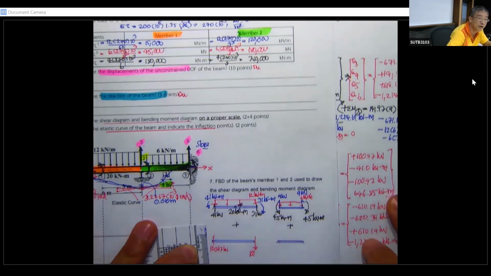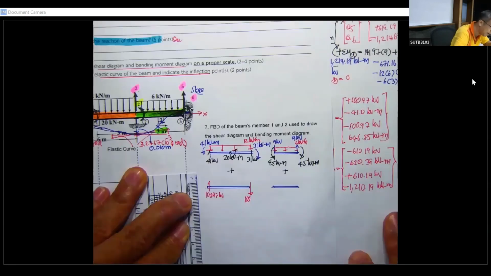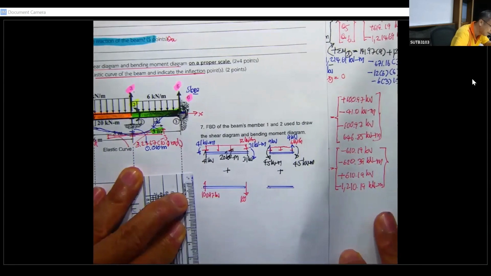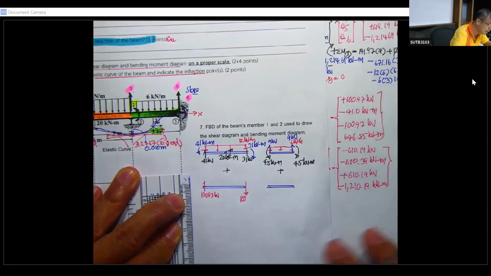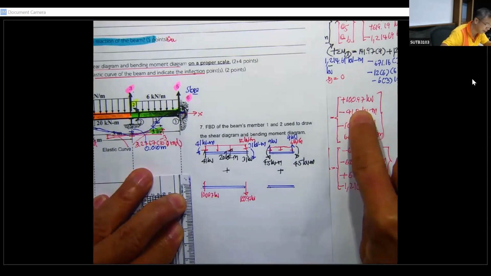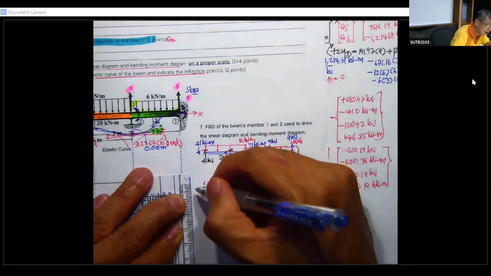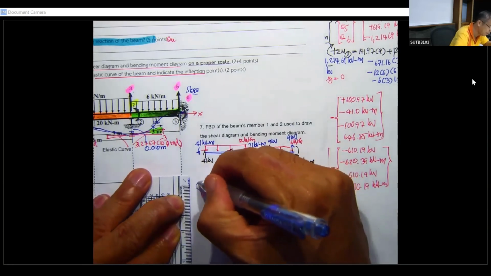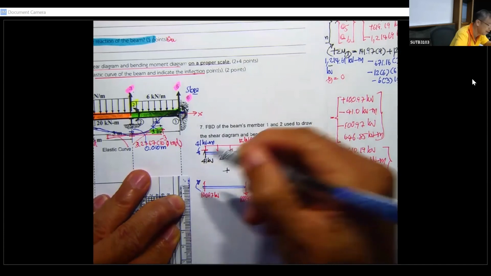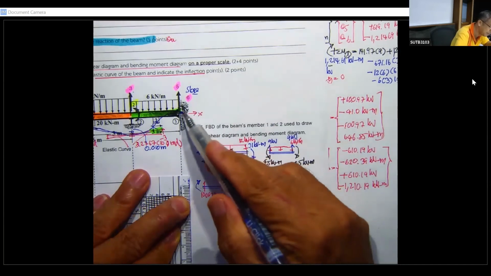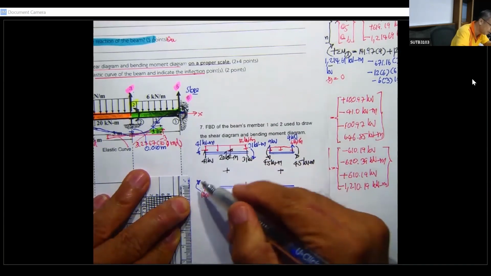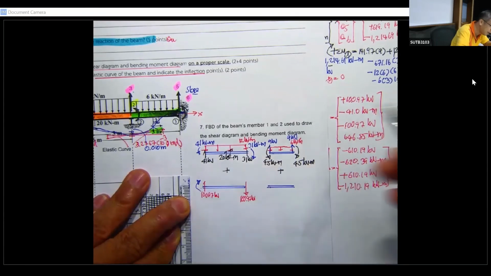Actually, I should move this one a little bit. 100.97 kilonewton. How about this one? This one 41. This one is going to be negative. Okay, positive is going to be this way. This one this way is going to be negative. So 41 kilonewton meter. There is no load here.